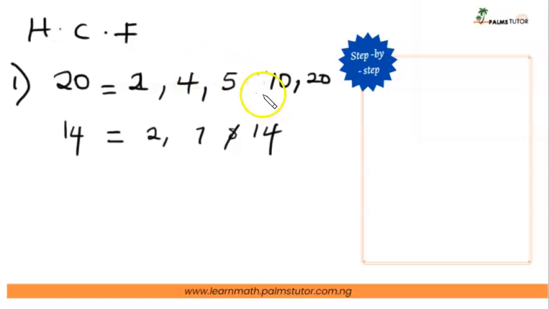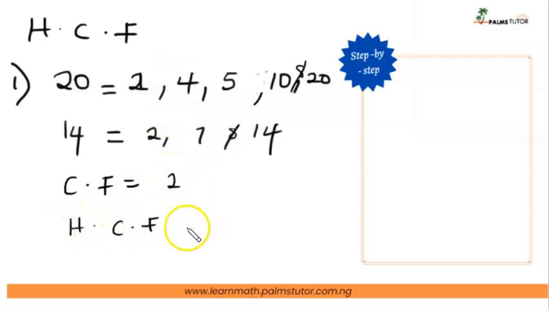Now, there's a faster way you can do that, especially when the numbers are big, right? So here you can write the common factor. I think the only common factor there is 2. Therefore, the highest common factor, which some books call the greatest common factor, it means the same thing, is 2.